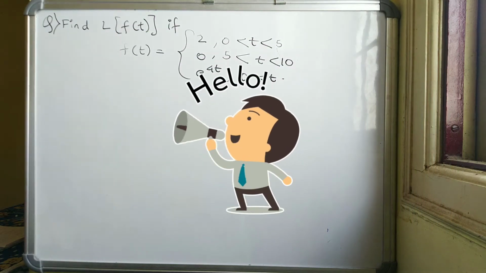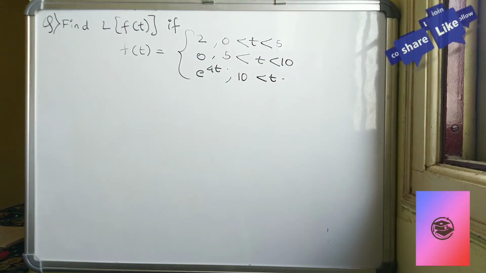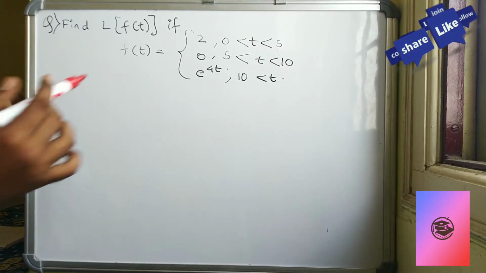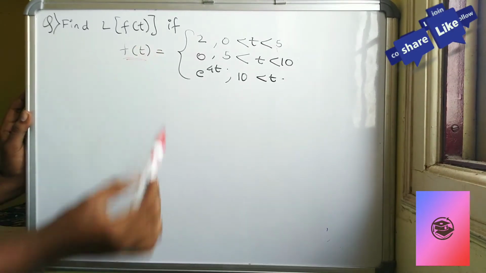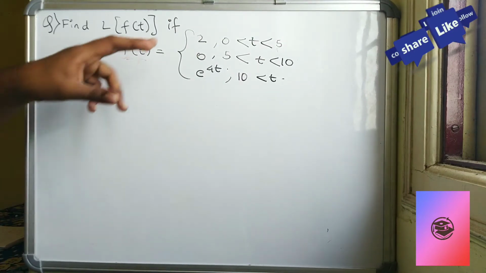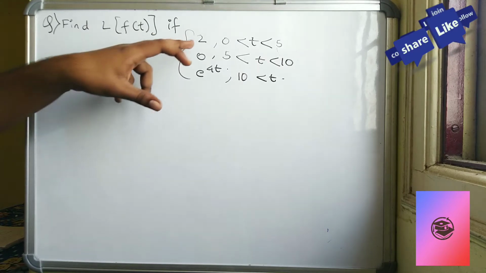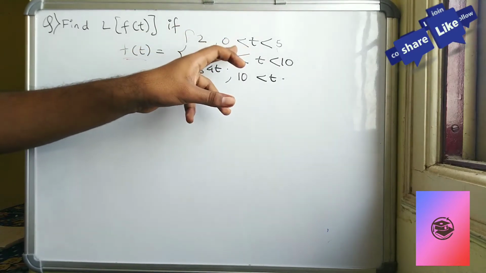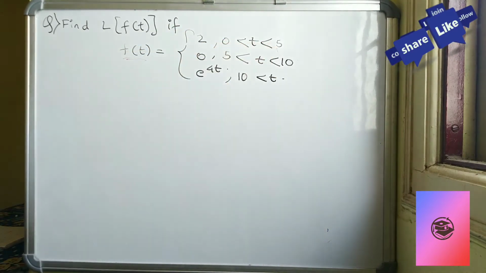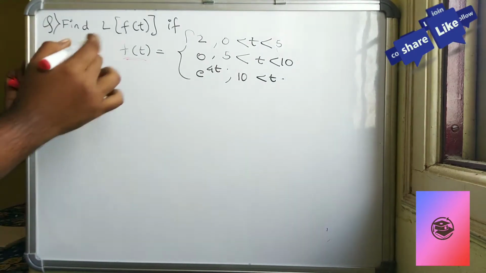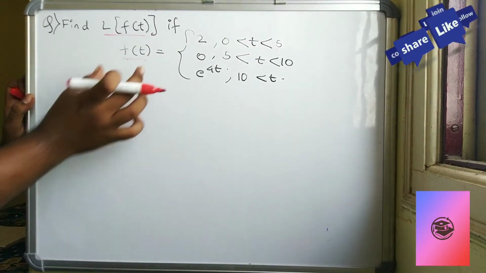In this video we'll be discussing a question based on a discontinuous function. Here you can see this function f of t has different values in different intervals. The value of f of t will be 2 when t lies between 0 and 5. So this is basically a discontinuous function. So how do we proceed, how do we write the Laplace transform of this function?